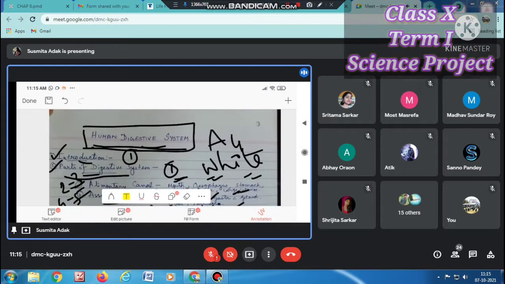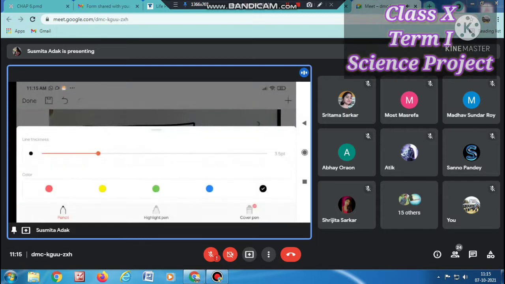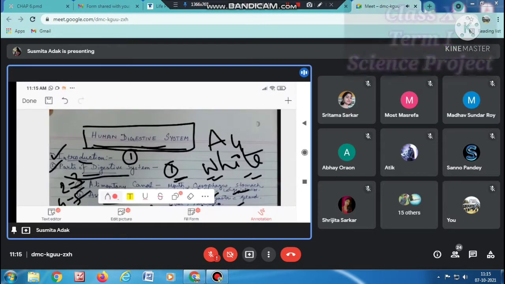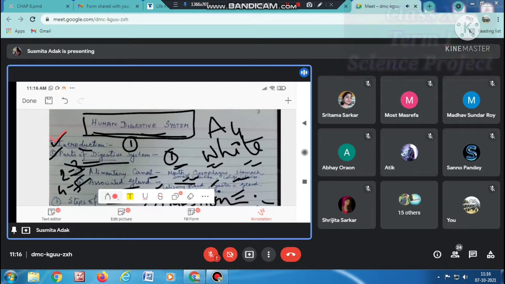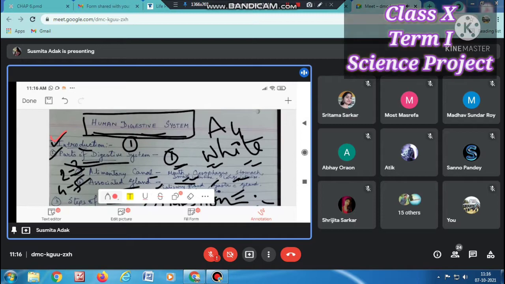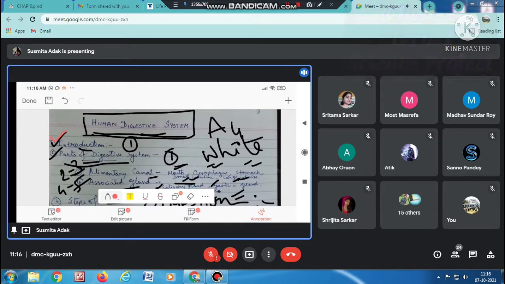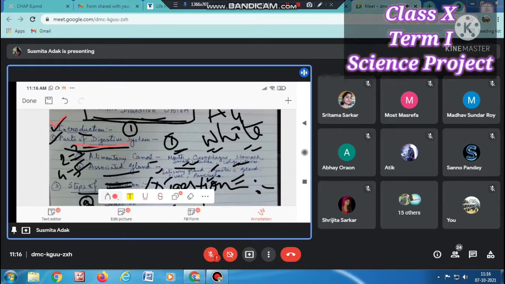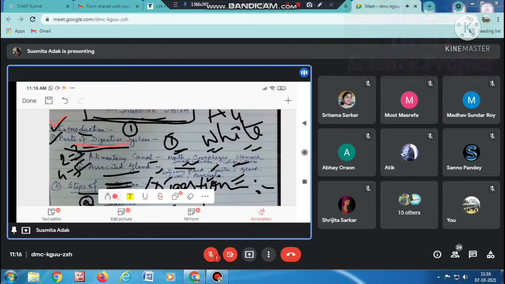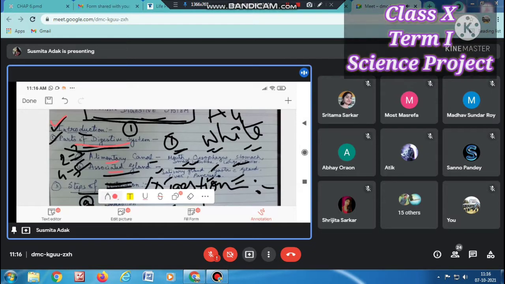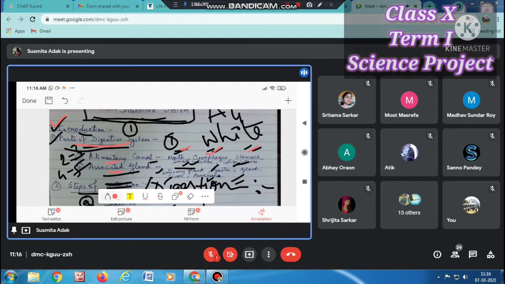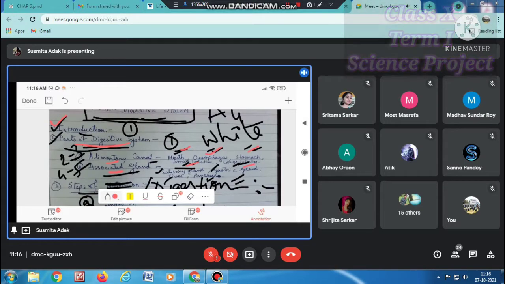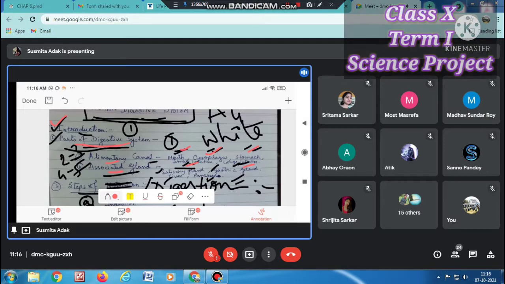At first you have to write the topic name, that is human digestive system. After that, in the first page there will be introduction. Then, after giving some gap after introduction, you will write parts of digestive system. In the parts of digestive system, there will be 2 points, that is alimentary canal and associated gland. In the alimentary canal, there are 5 parts, that is mouth, esophagus, stomach, small intestine, and large intestine. You have to write 3 to 4 lines for each part.